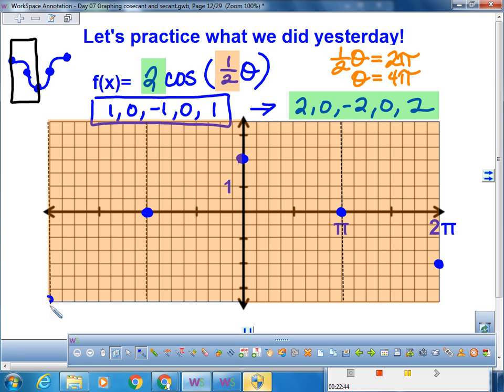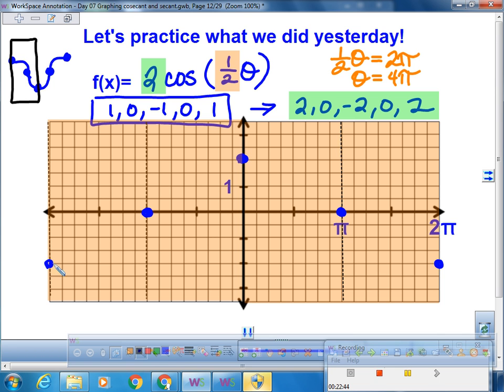Negative 1. Sorry, negative 2. What was that? So my curve would look like this.